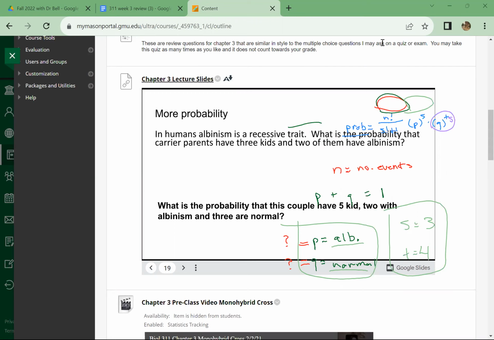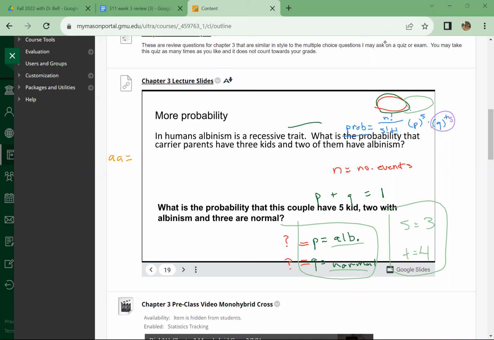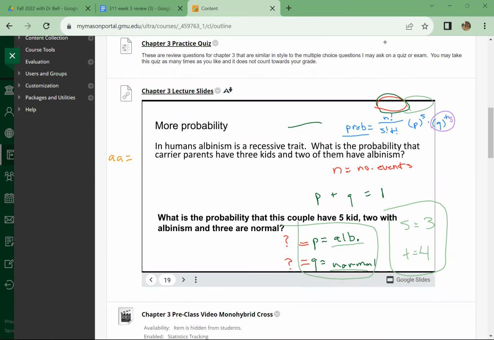Humans' albinism is a recessive trait, so we can assume, let me find a color that I haven't used, we can assume that if albinism is recessive, because I know in class she just used a heterozygous cross for both parents. Oh yeah, the reason that she did that is found here in the question.